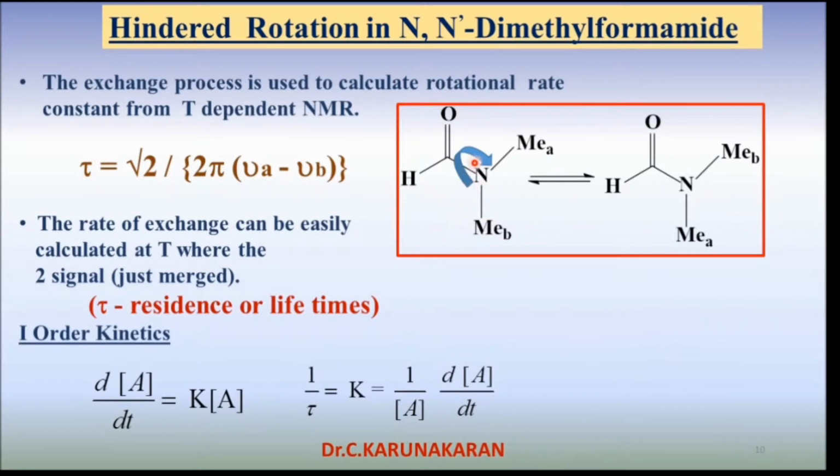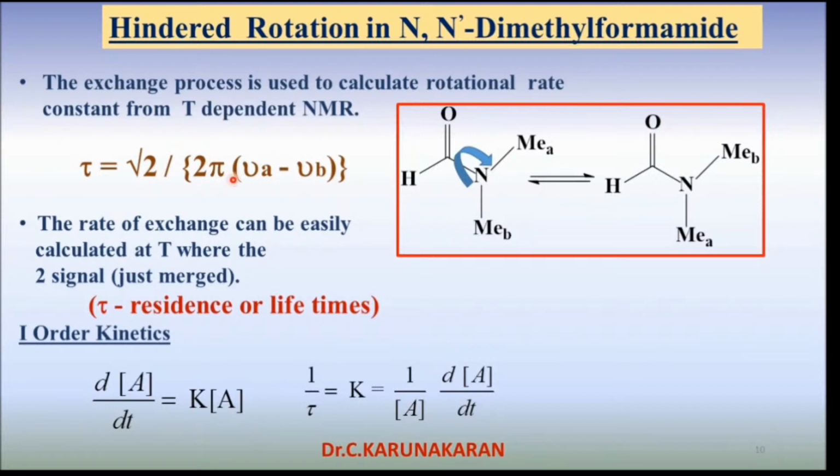As you increase the temperature, the two signals just merge. At that time, tau, the residence lifetime of methyl proton A in this state, equals square root of 2 over pi times (nu A minus nu B), where nu A and nu B are the resonance frequencies of the two methyl protons.